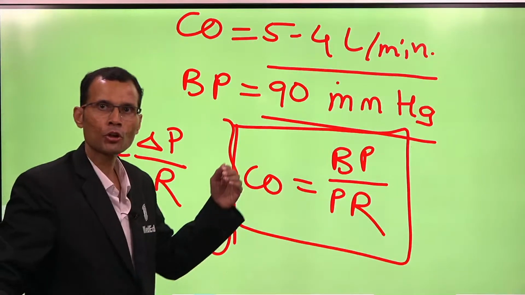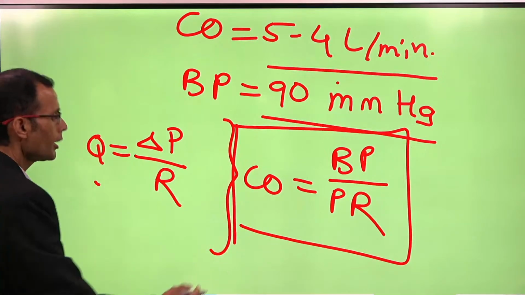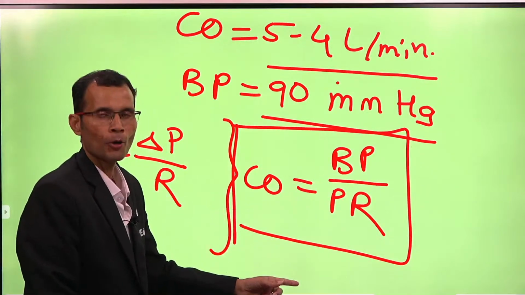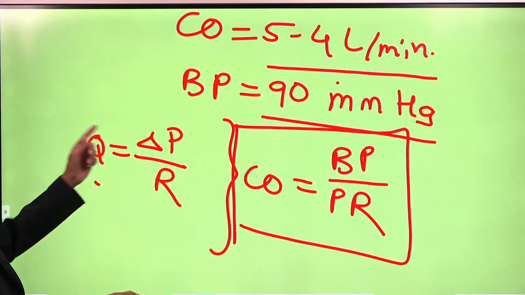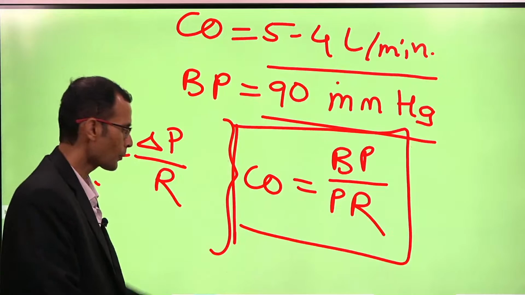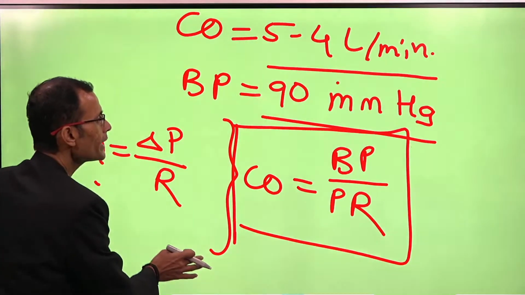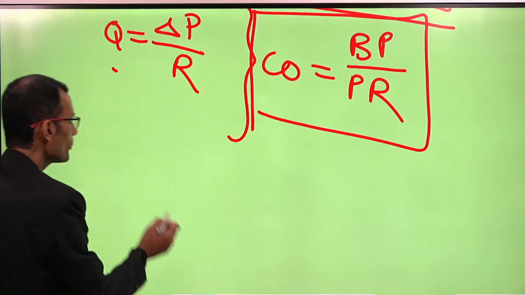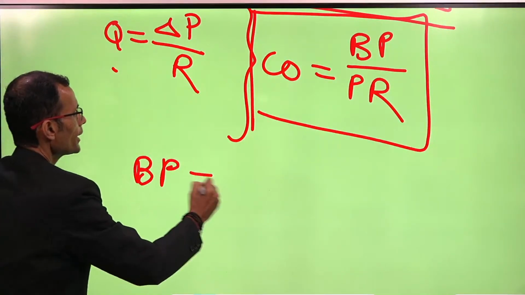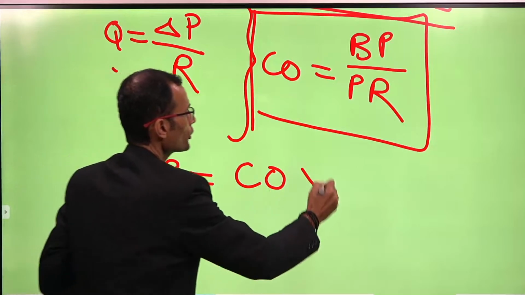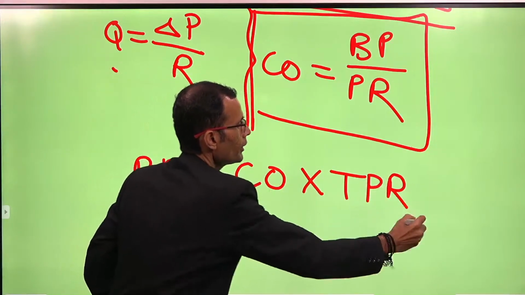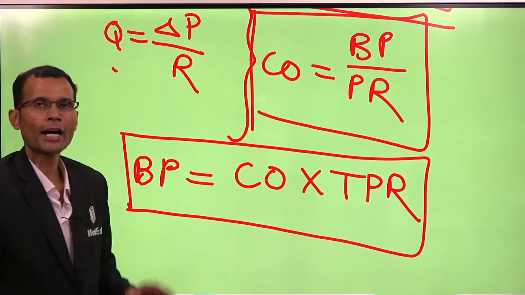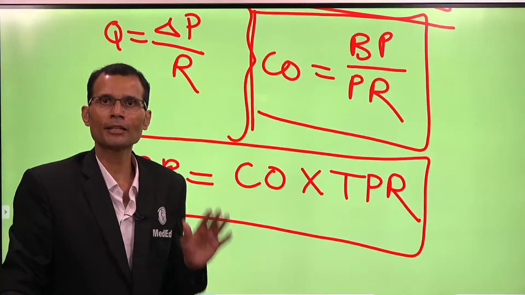This is the conversion of the Ohm's law. Cardiac output is equal to blood pressure, delta P, upon R. So blood pressure upon peripheral resistance. So that means we will rearrange the equation and it will become blood pressure is equal to cardiac output into total peripheral resistance.